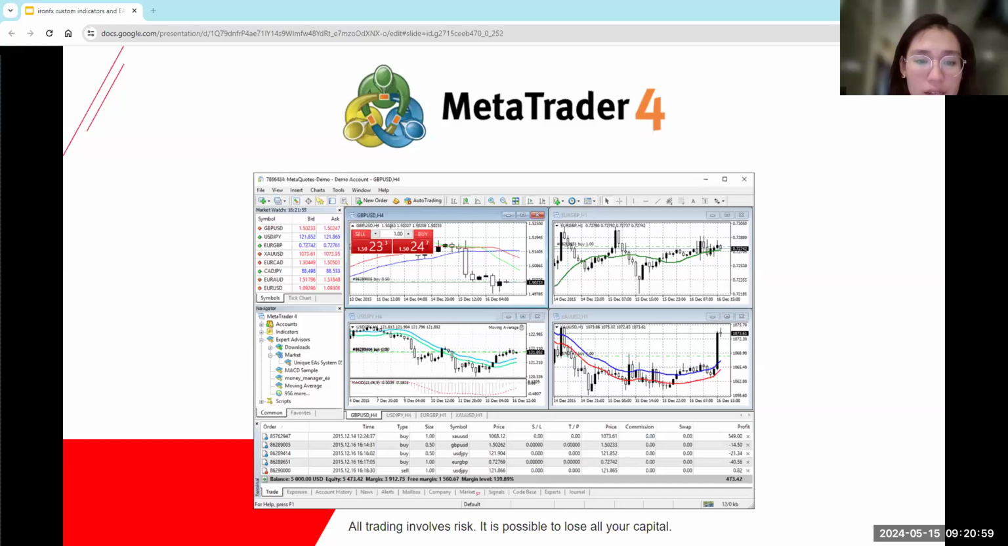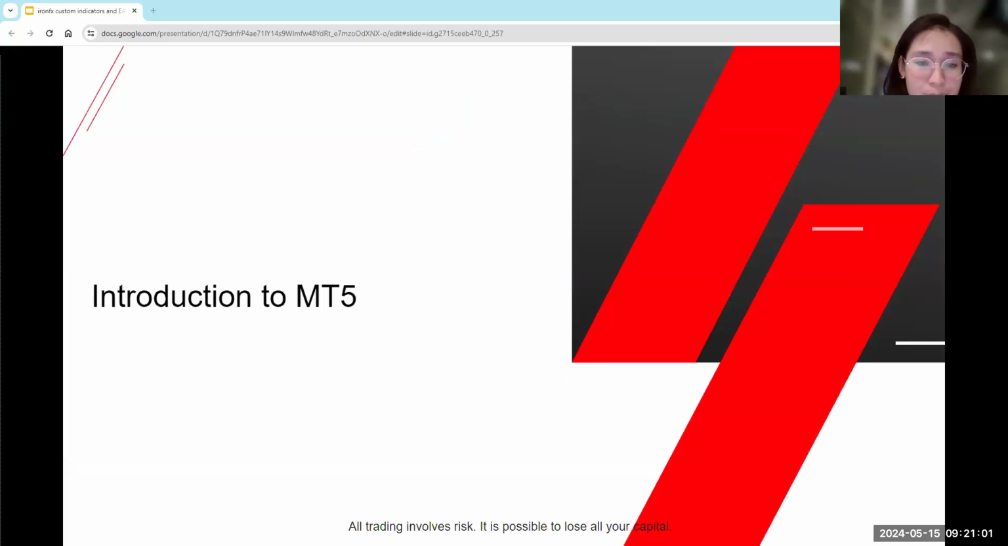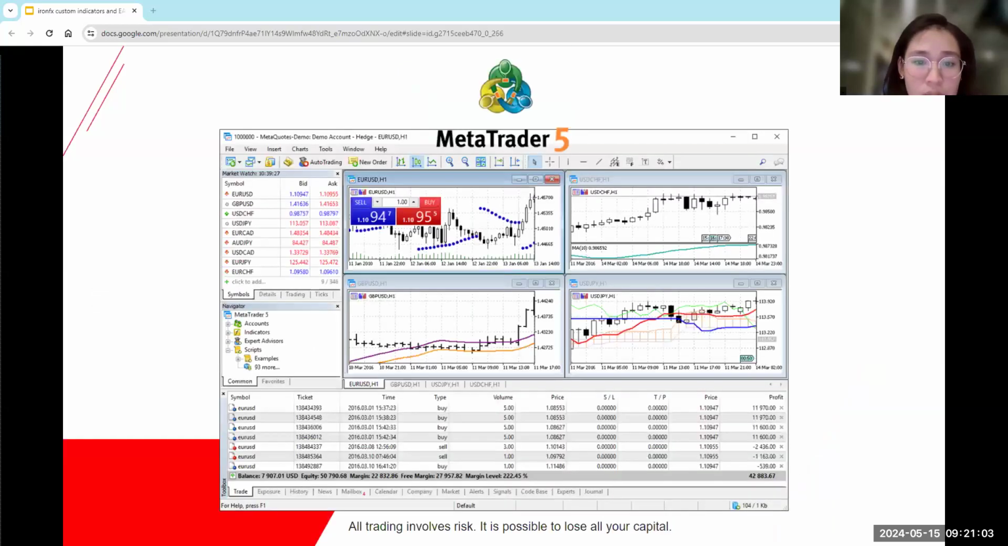Now if we look at MT5, so MT5 was released a couple years after MT4 in 2010, and it was designed to offer enhanced trading capabilities and broader market access. So while maintaining many of the features that made MT4 popular, MT5 introduced several improvements and new functionalities, such as its multi-asset trading.